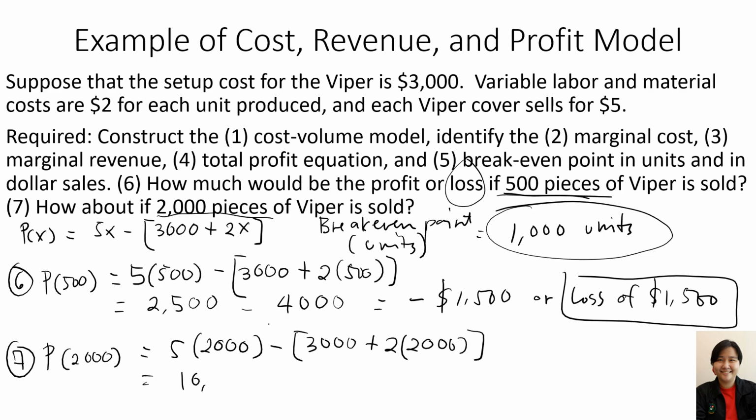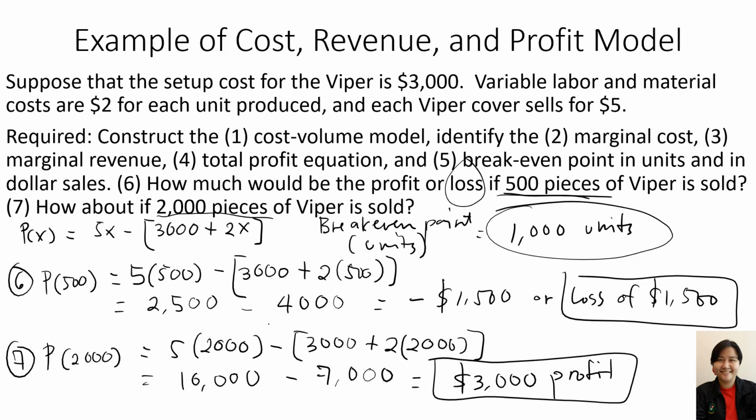This would be 10,000 minus 7,000, which is positive 3,000. And that would be profit because it's positive. So for number 6, you would have a loss of 1,500 if you sell only 500 pieces of Viper. And for number 7, if you're able to sell 2,000 pieces of Viper, then you would have a $3,000 profit.